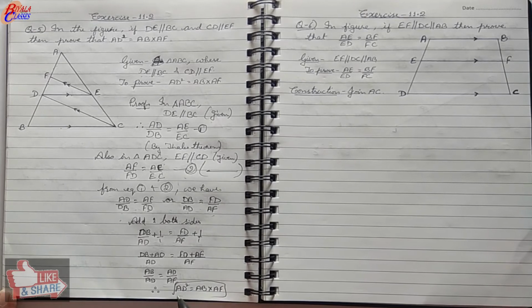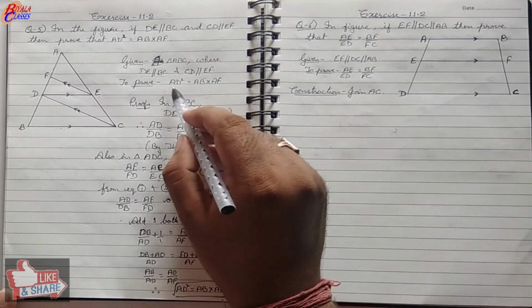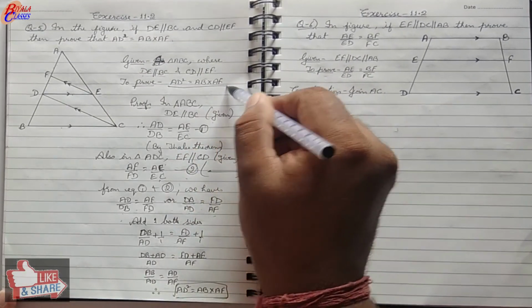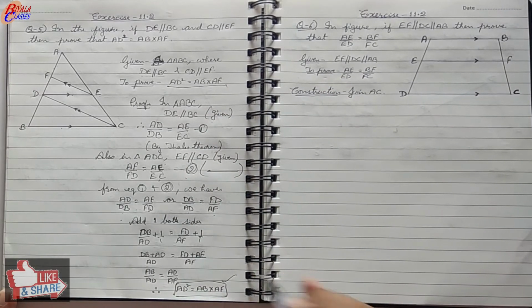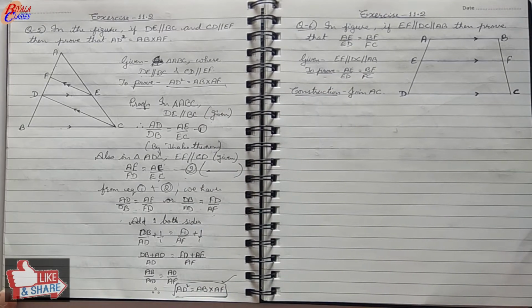So this is the result which we wanted to prove, that AD squared is equal to AB multiply AF, and we have it as the same. So this is the solution. This is the proof of question number 5. Now let's move to question number 6.